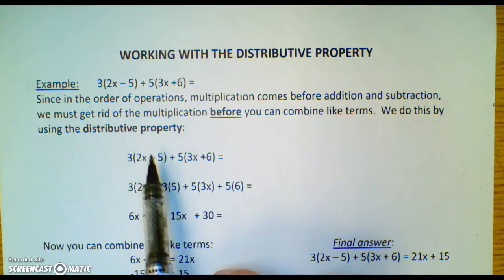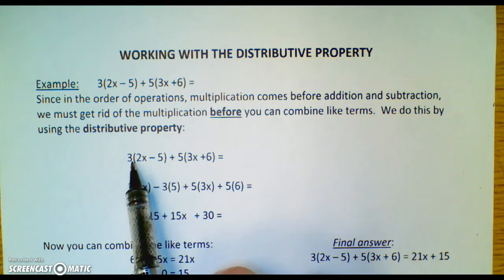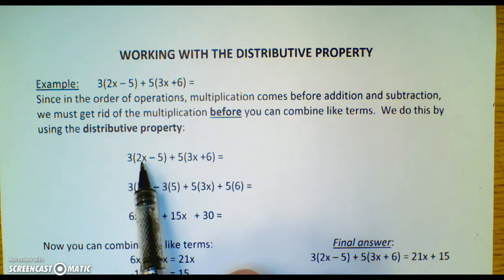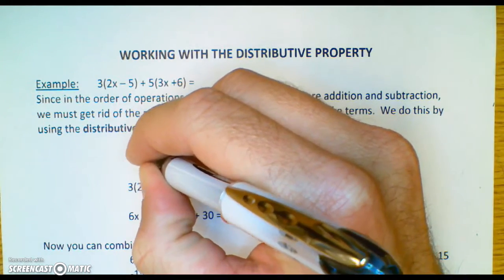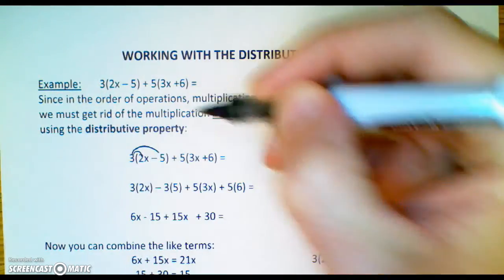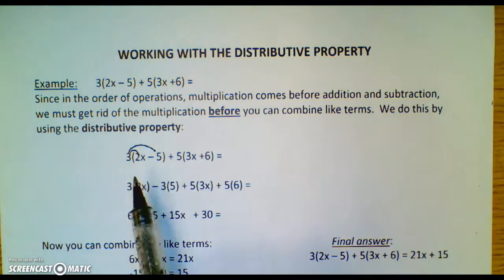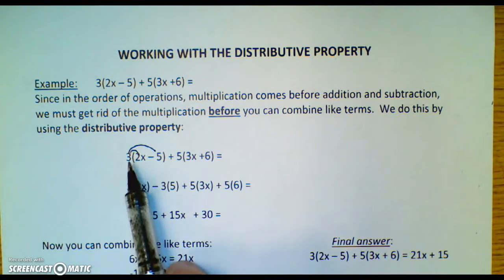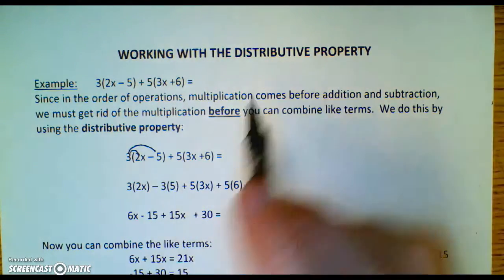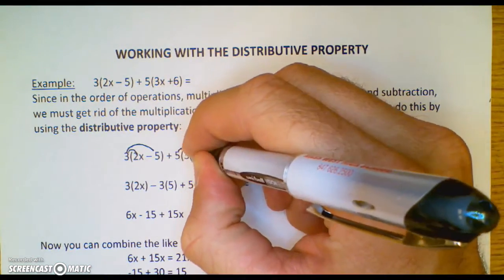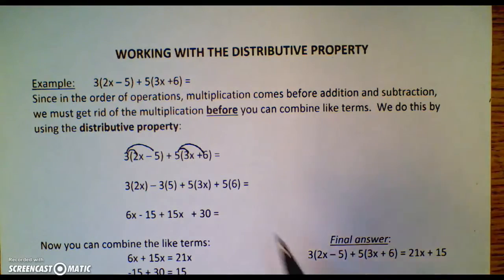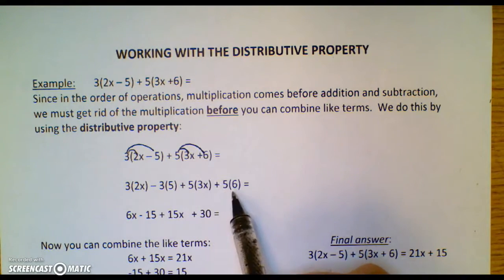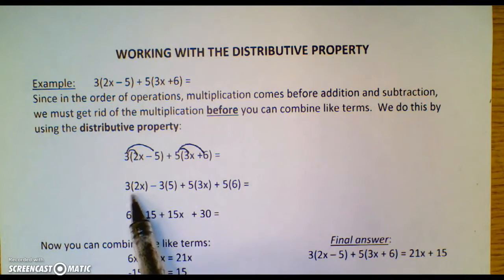So the distributive property just takes the numbers on the outside and distributes them only to those things that are inside the parentheses that follow. So for example, this 3 is going to be multiplied by 2x and by negative 5. So it's being broken down here, 3 times 2x and 3 times negative 5. This 5 is going to be distributed to the 3x and the 6. So 5 times 3x and 5 times 6. Once you get that, you can multiply.